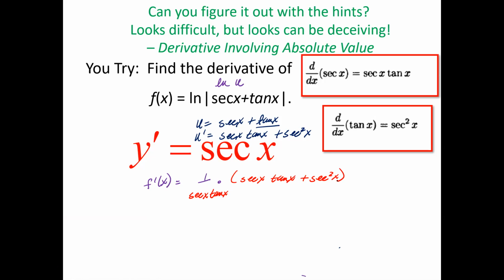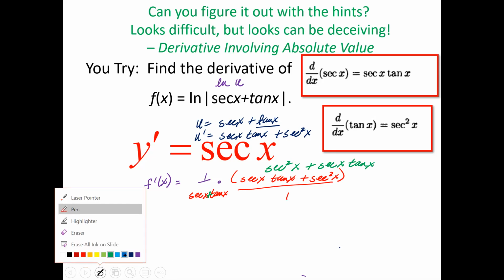Now, as I'm looking at this, notice what can you cancel? That's going to be from top and bottom. I know in the denominator, I have a secant x plus tangent x. I forgot the plus right there. I know in the numerator, I do have that as well, and I can probably rewrite this as secant squared x plus secant x tangent x.